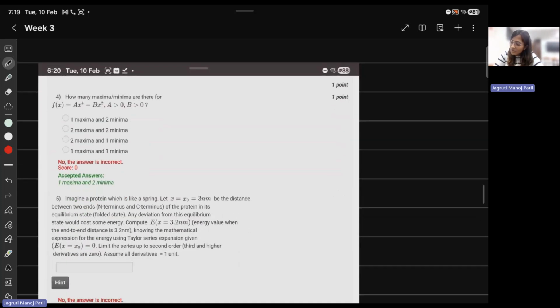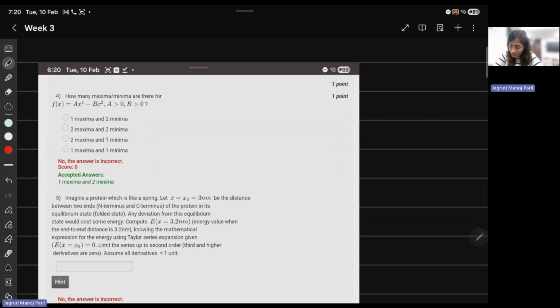Next question. We have how many maxima and minima are there for this one particular question. So now you know what you want to do. You first do f dash of x. Then what you get? You get 4a x cube minus 2bx. Right. Evaluate it at 0, you get x square as 2b by 4a.